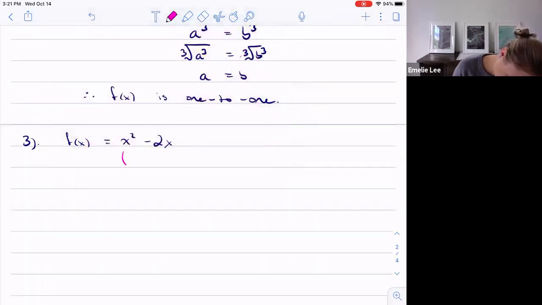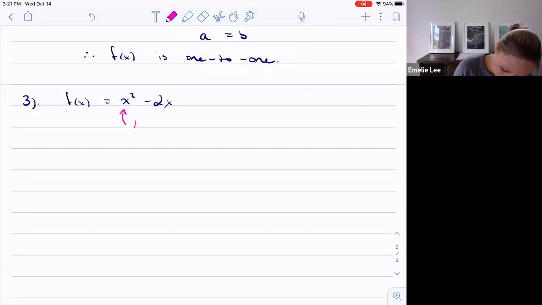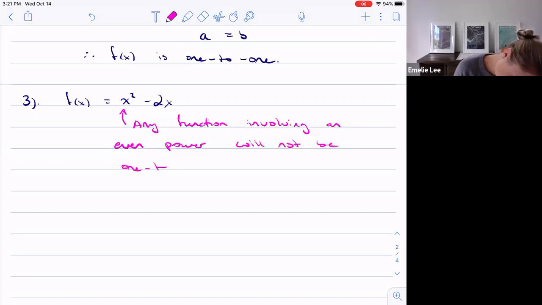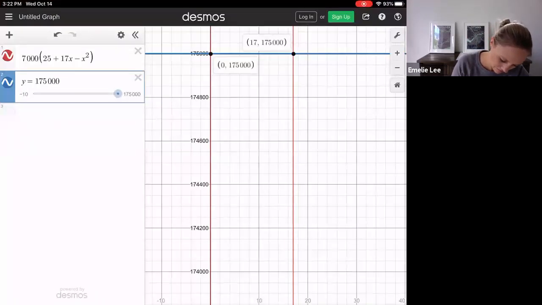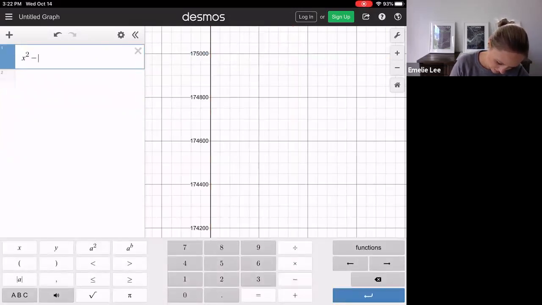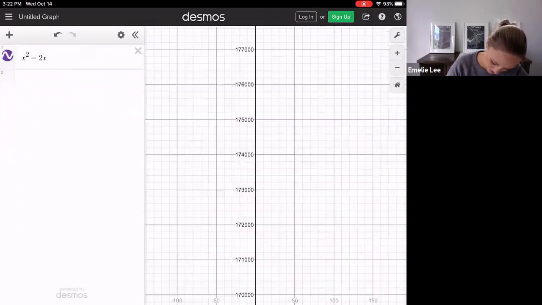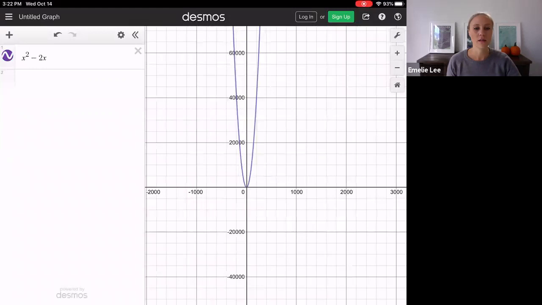So here, any function involving an even power will not be one-to-one. So you can check it, you can graph it quickly in Desmos to see what it looks like, x squared minus 2x. Now I'm all zoomed out here. If we do a horizontal line test, right, a horizontal line would intersect this more than once, and so it's not going to be one-to-one.